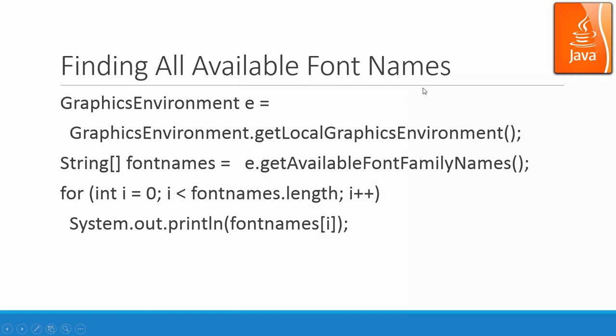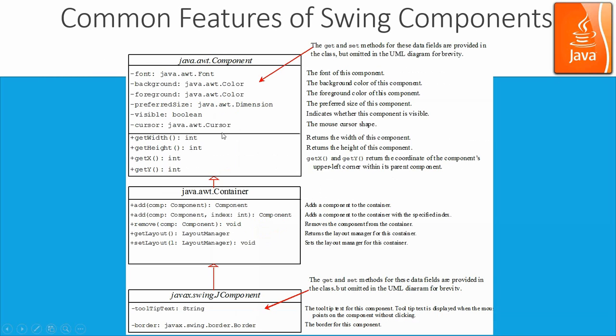Finding all available font names. You can use GraphicsEnvironment.getLocalGraphicsEnvironment and assign it to a certain environment variable. e is an object containing all the information in the local graphics environment. And you use getAvailableFontFamilyNames and assign it to a string array. And this string array contains all of the font family names in the environment you have. So you can use this to set up a list or certain option pane or something like that, so that you can browse through it and then set the new font for yourself.